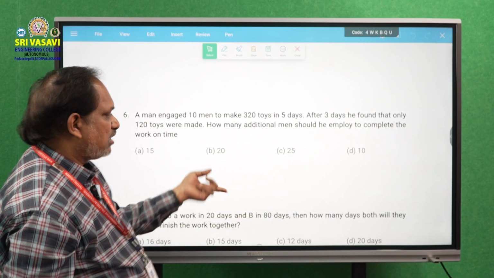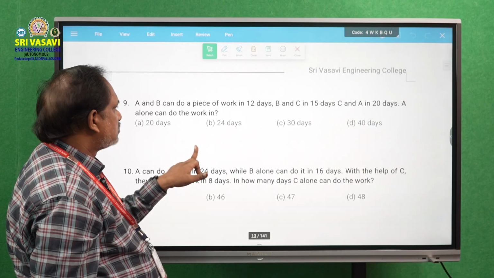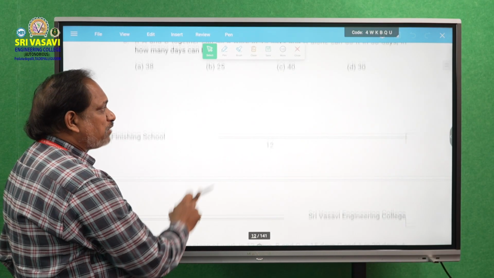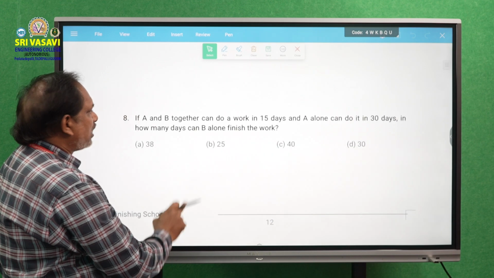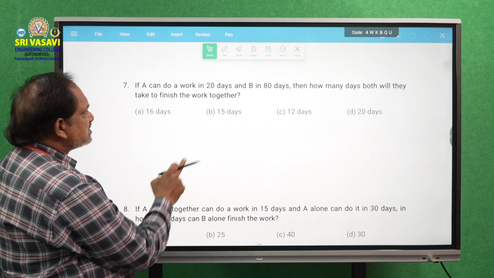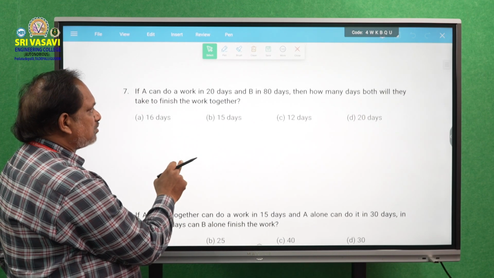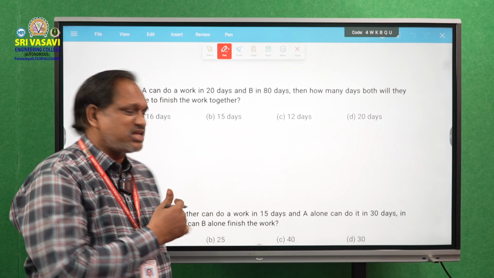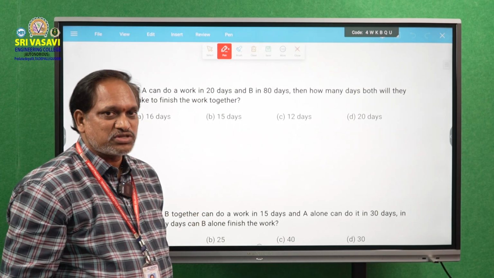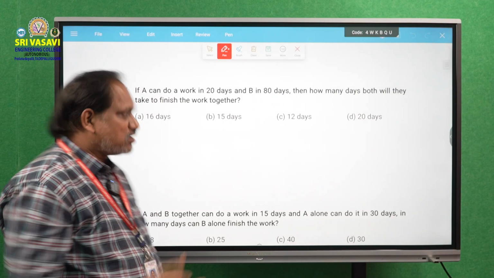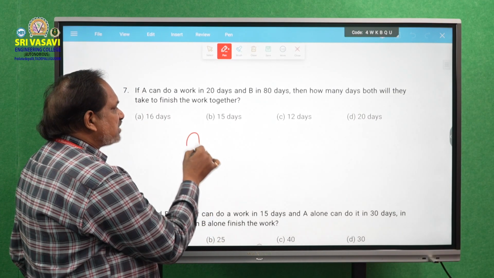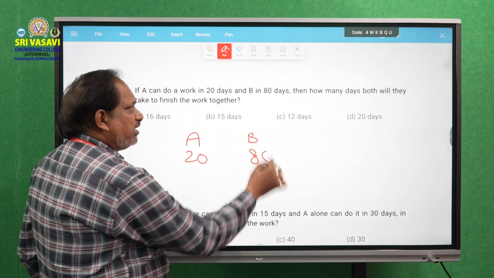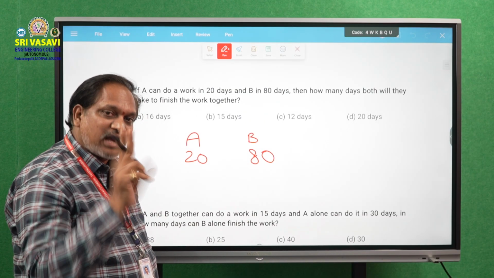So we go for a different method in time and work. A different method or different question. So up to now we discussed more number of people, more number of days. Now this is another method. See that question. In this question, only 2 persons or 3 persons. So generally, we observe these type of questions are very crucial. A can do a piece of work in 20 days, while B can do the same work in 80 days. So 2 differently capable persons.